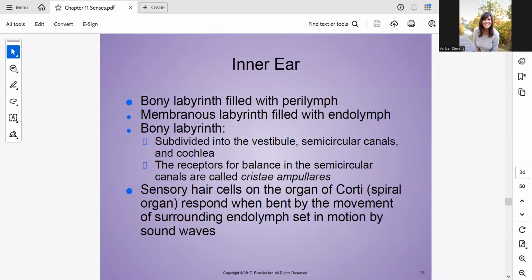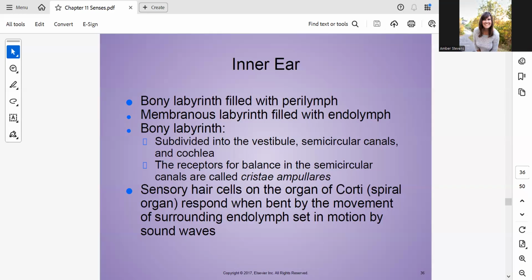And there are specialized receptors for balance, and these are called the cristae ampullaris. These receptors are stimulated when the fluid, or the endolymph, moves during head rotation. And then you have the cochlea, which is that spiral-shaped organ that's responsible for your hearing.